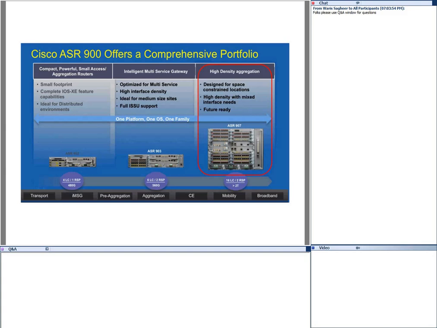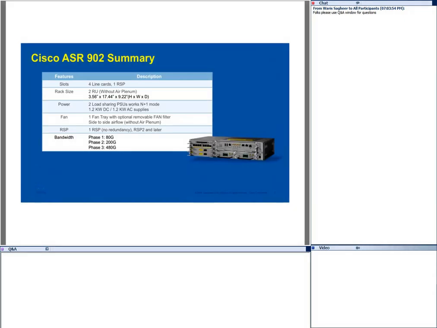Just to give you an idea, the smallest one is the 902. And then from there, we have the 903, and then the biggest chassis that we came out with recently. So you could see that the rightmost one is the ASR907. And for the first time, we introduced 100 gig in our portfolio, using 907. So 907 has 100 gig interfaces. So in your aggregation today, you can have a 100 gig based aggregation network with 907. So let me move a little forward.